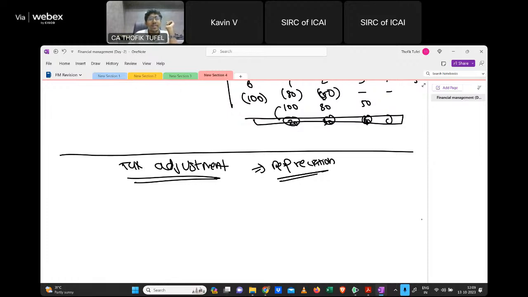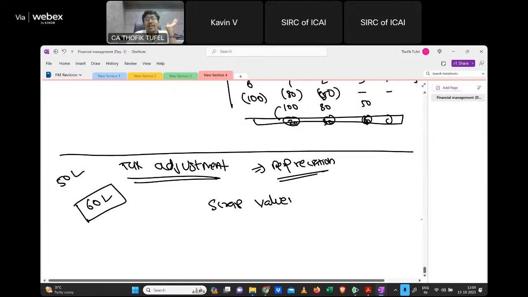What is the second one? Suppose scrap value is there. Now you have purchased the machinery, what cost we don't know. Suppose the book value of the asset is 50 lakh, and you have sold the asset for 60 lakh rupees.